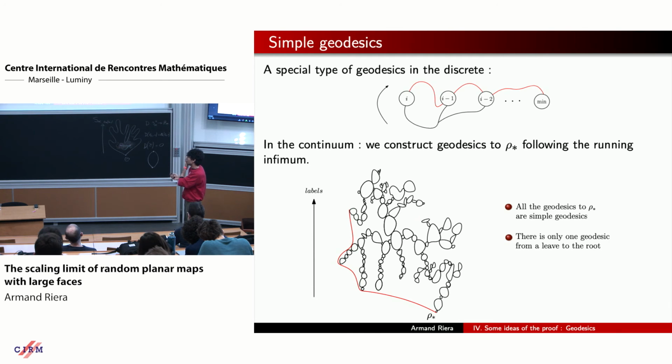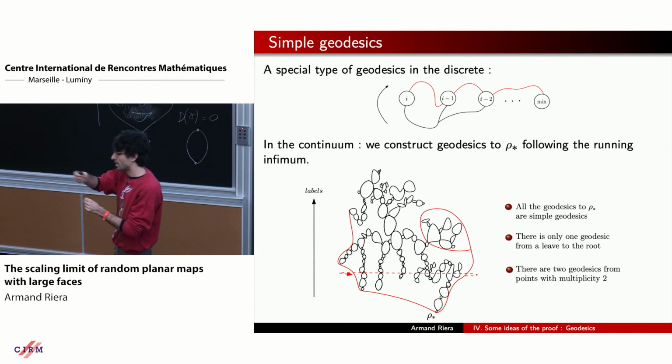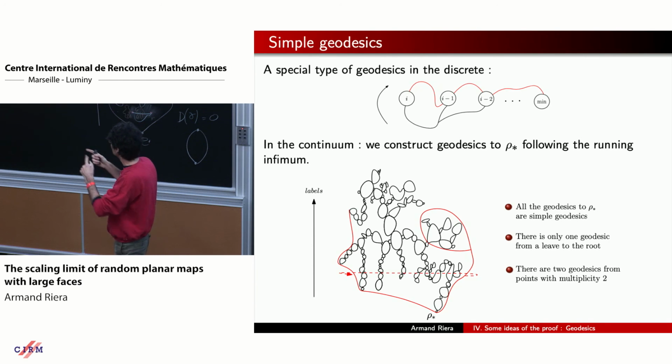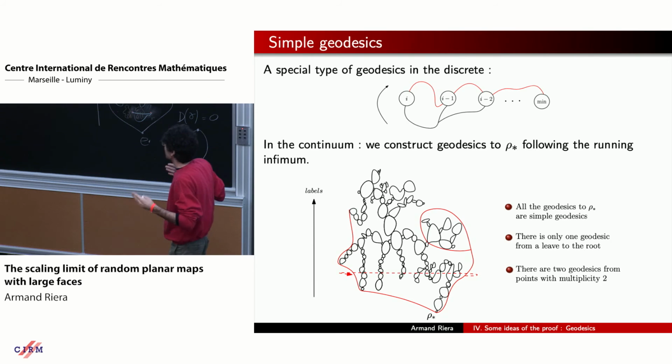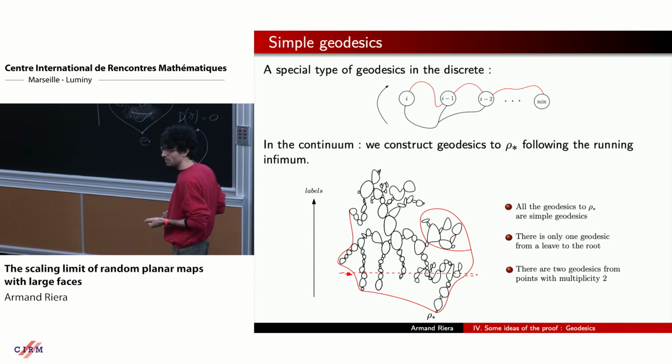Okay. If you take a point which is a pinch point, which is between two loops, then you have two possible geodesics, two possible ways of running your infimum, because, well, when you follow your contour, you see it one time, then you see the loop on top of it, and then you see it a second time when you leave it. And so you have really two geodesics, like in this picture. And all the geodesics, you have this coalescence property as for the Brownian sphere. Okay. And these are the only two possibilities. You cannot have three simple geodesics to the root. And that was the case for the Brownian sphere, as Timothy recalled.